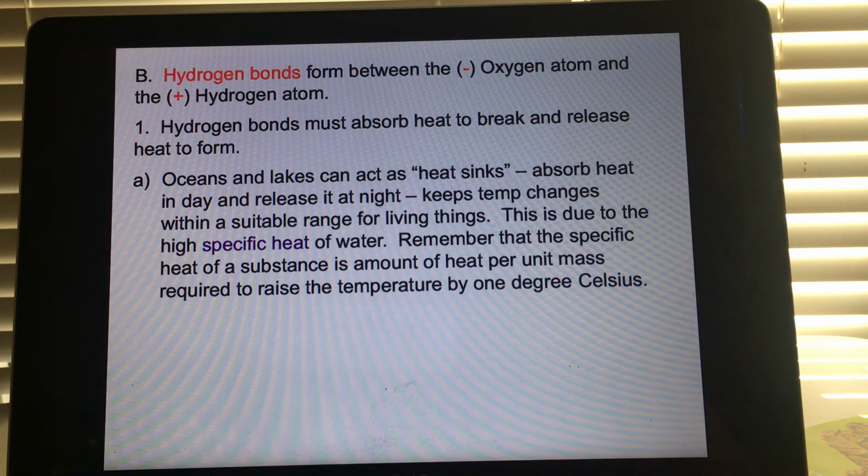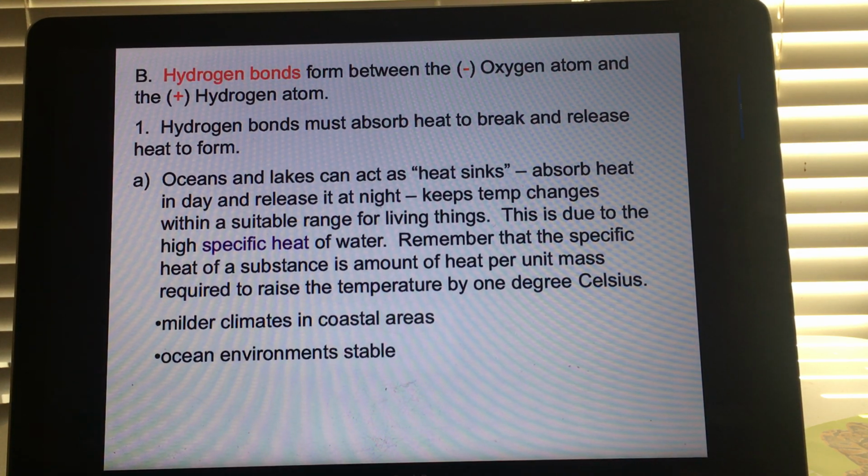If you've had chemistry, you will remember that you learned that the specific heat of a substance is the amount of heat per unit mass required to raise the temperature by 1 degree Celsius. So water can actually absorb a lot of heat before it changes temperature. So you get milder climates in coastal areas, and you get ocean temperatures that don't change as much as the air around them. So this makes them suitable for aquatic life.